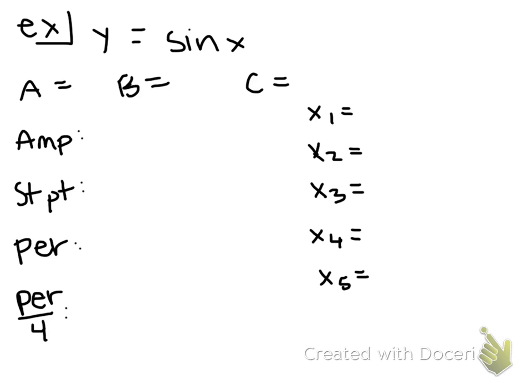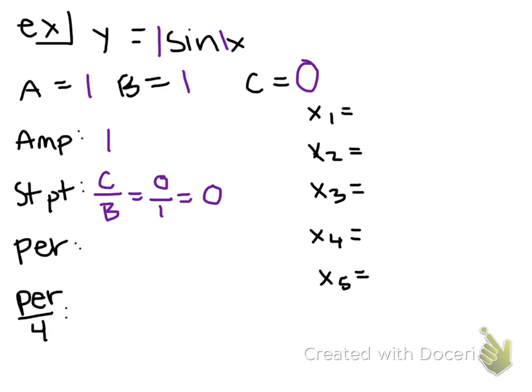So here we have a basic y equals sine x. To interpret this, my a value is 1. The b value is always in front of x. And because there's nothing being subtracted, our c value would be 0. So our amplitude is our a value, so the amplitude is just 1. The starting point will be c over b. So in this case, it'll be 0 over 1. So our starting point is 0.